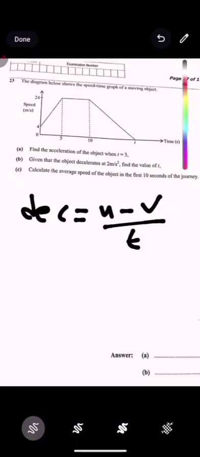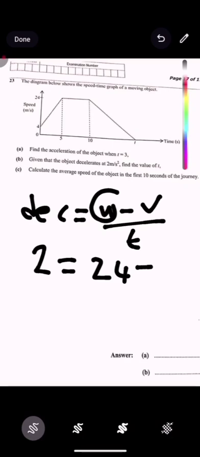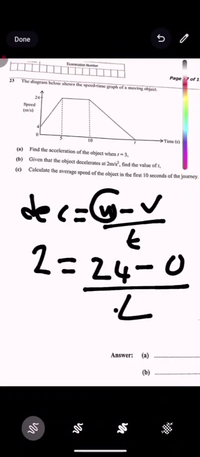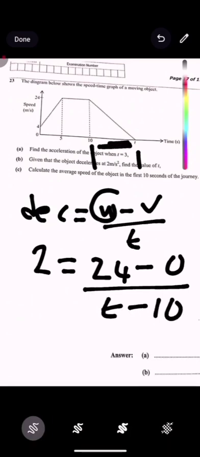So deceleration, they've said is 2. Okay, initial velocity is 24. Final velocity is 0. Time, that's the mistake that most students make. They take time as t. Time is not t. Time is from 10 to t, which is t minus 10. The difference here, that's the time we're looking for.